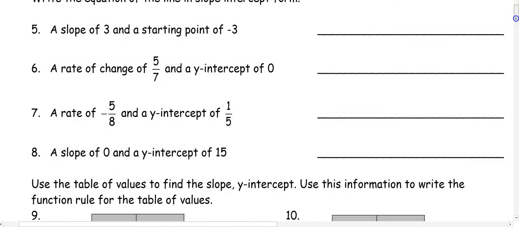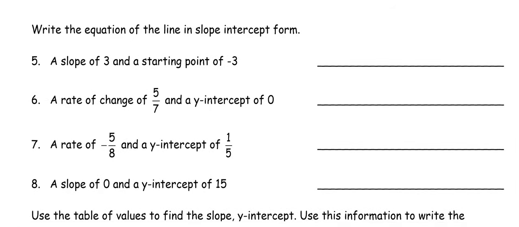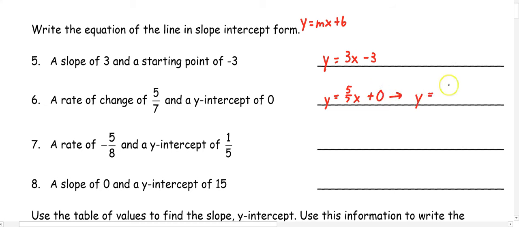So how do we write the equation if we're given information, into slope-intercept form? Remember, slope-intercept form is y = mx + b. So in the first one, a slope of 3 and a starting point of -3, we would have y = 3x - 3. In number 6, a rate of change is 5/7 and the y-intercept is 0. So we'd have y = 5/7x + 0. Now, if we just have a 0, we don't really need that there. So we can just have the equation y = 5/7x.